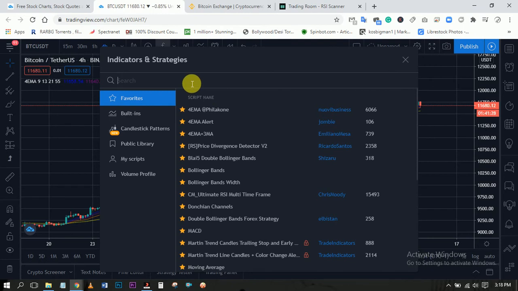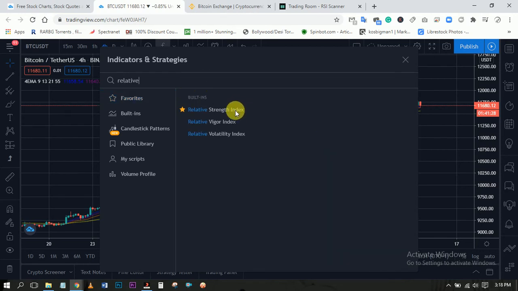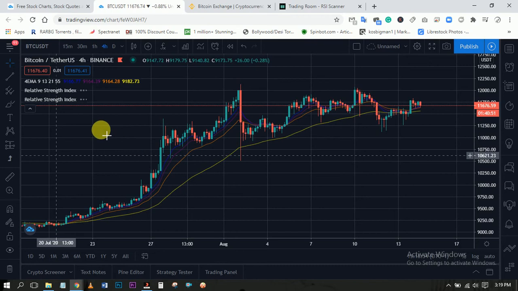Yeah, that's the RSI, the relative strength index. It's kind of lagging a bit, but all right. It's still loading on this system.